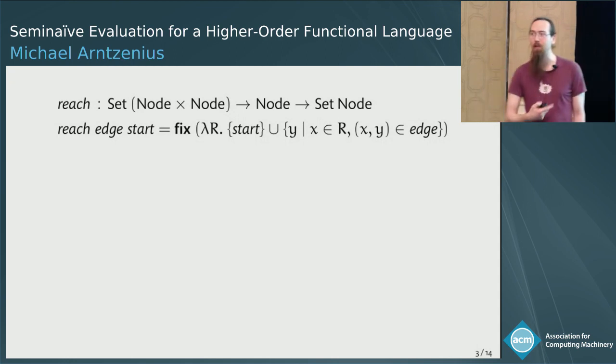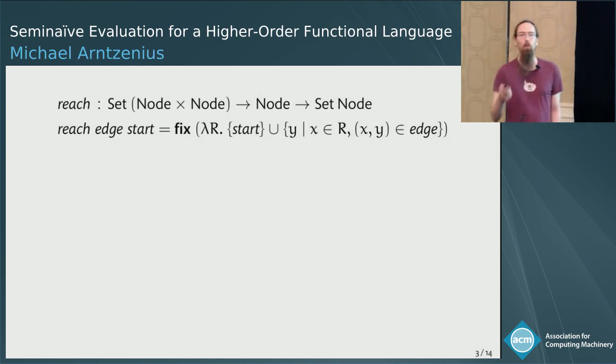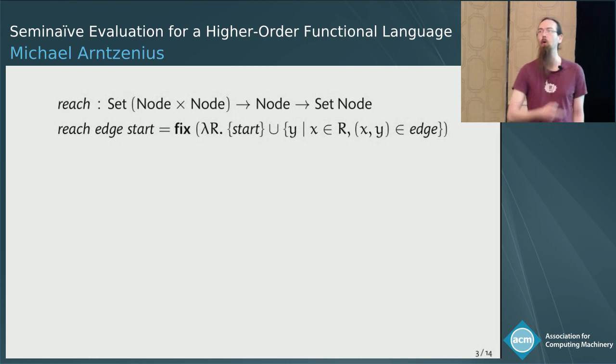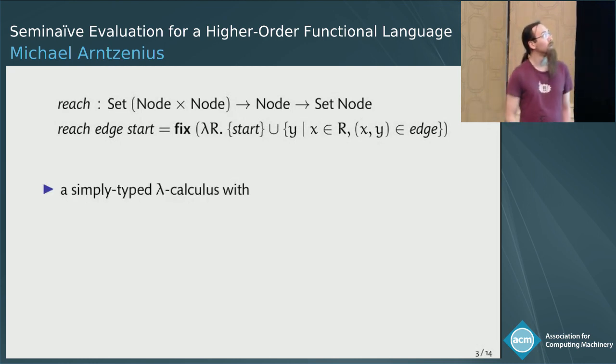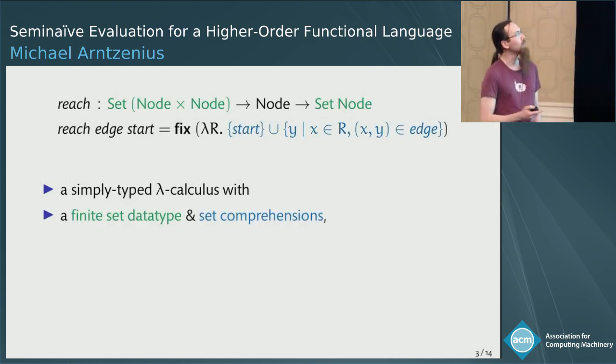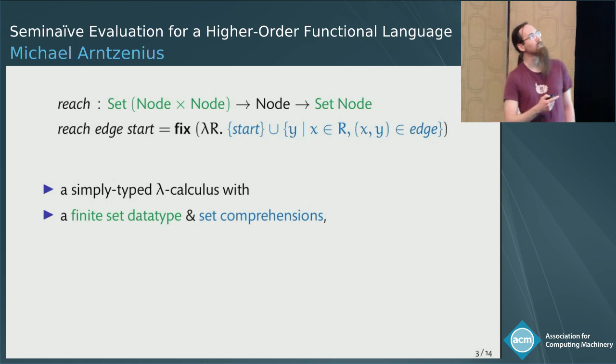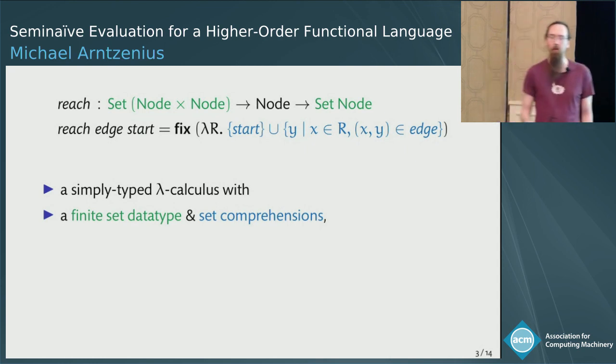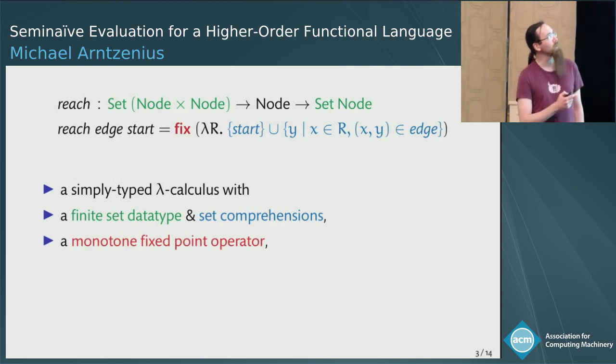And I look at this as a programming language designer and ask, what features do I need to add to my programming language to make this executable, to make this code instead of math? So we're using functions, so I'm going to start by using a simply typed lambda calculus. We're also using finite sets and set comprehensions. And that's easy enough. We know how to represent finite sets as data, and we know how to implement set comprehensions as monadic comprehensions. That's well understood. We're also using a fixed point operator. It may be less obvious how we implement that.